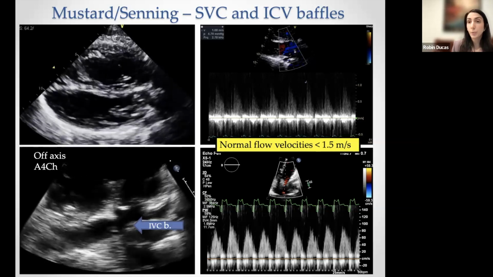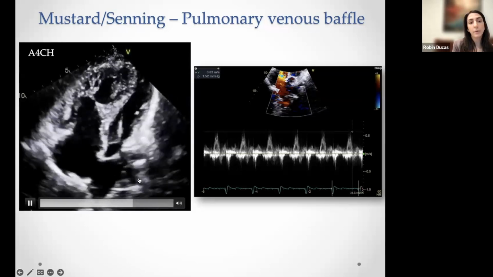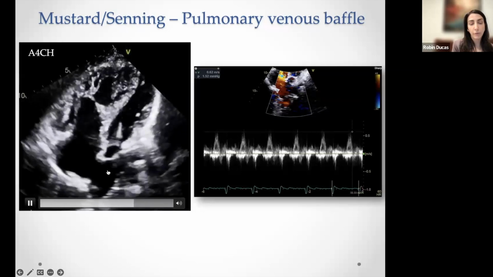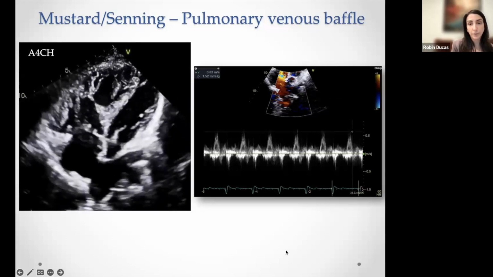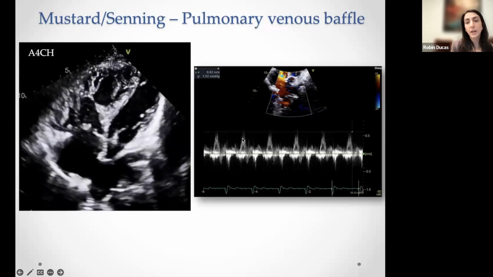As we're interpreting these studies, it's important for us to comment on this. When we look at the pulmonary venous baffle, that's the other side of the baffle that redirects all of the blood flow from the pulmonary veins to the right atrium and therefore the subaortic right ventricle. We want an off-axis 4-chamber view, and I hope everybody can appreciate there is a nice open connection from the pulmonary veins into that right atrium. When we pulse these, this image shows nice low velocity flow from the pulmonary veins and then through the baffle.